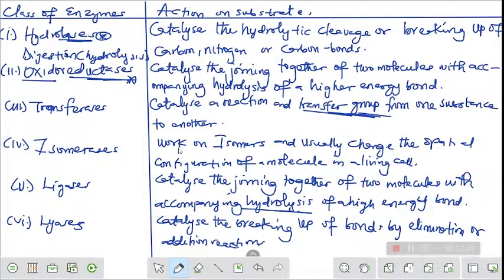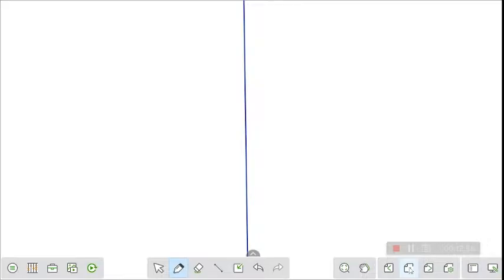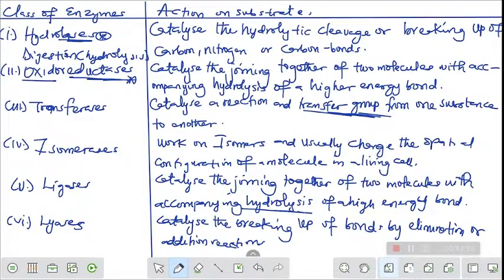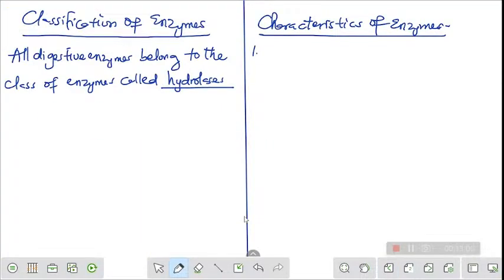So now let's look at the characteristics of enzymes. The first characteristic of enzymes is that they remain chemically unchanged at the end of the reaction. So number 2, they are specific in action.